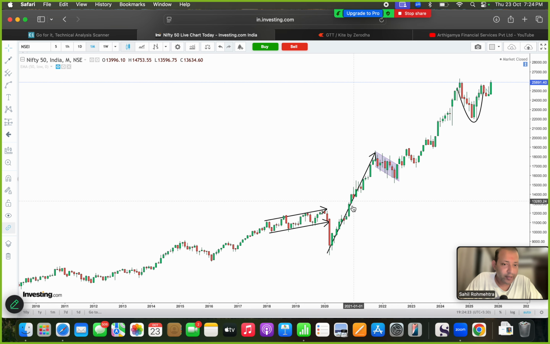And what is the difference between a security which forms a flag versus a security which forms a cup and handle? The difference is speed. A security which forms a flag rallies very, very fast, whereas a security which forms a cup and handle shows deepish pullbacks. The next difference is obviously the trading difficulty. It is much more difficult to trade slower securities than it is to trade faster securities. The third aspect is the consistency.